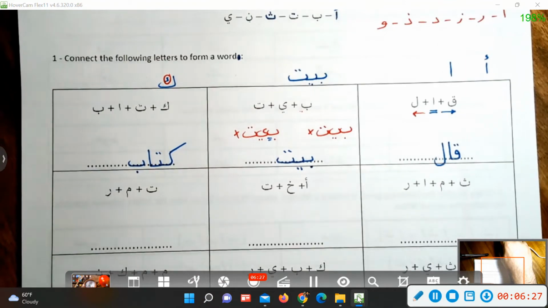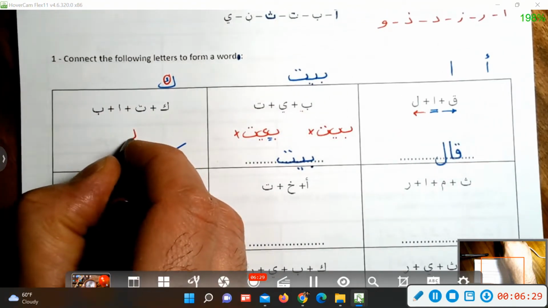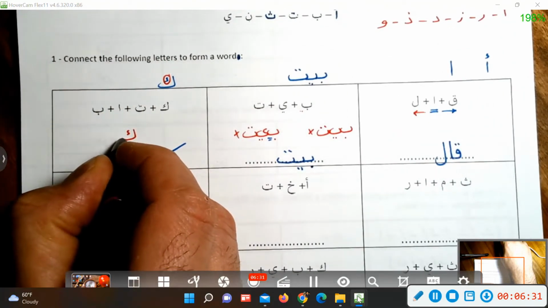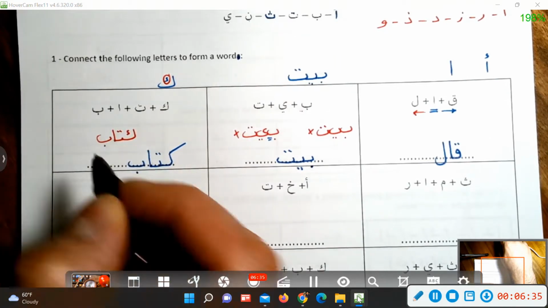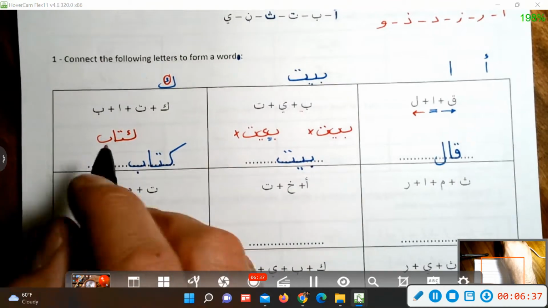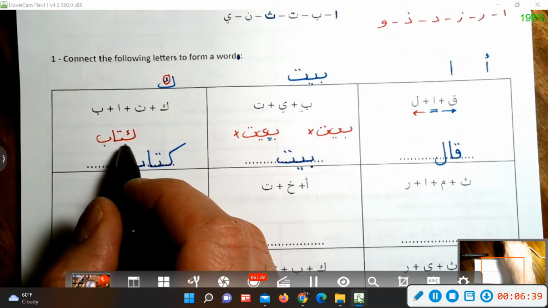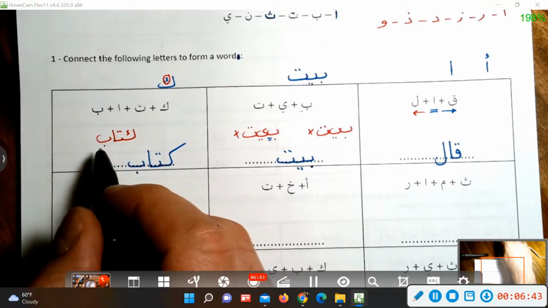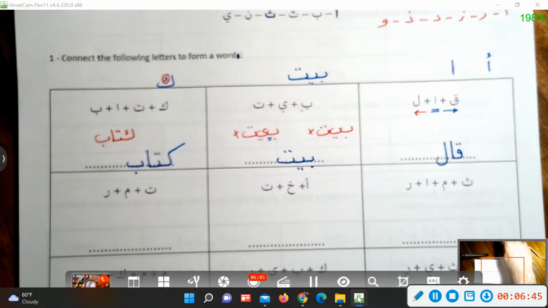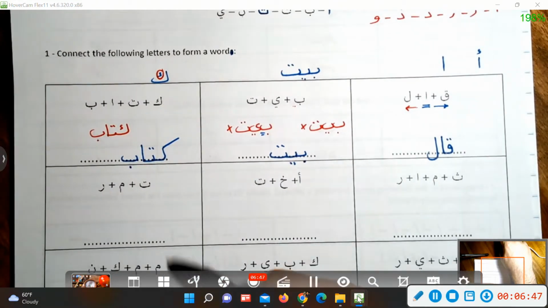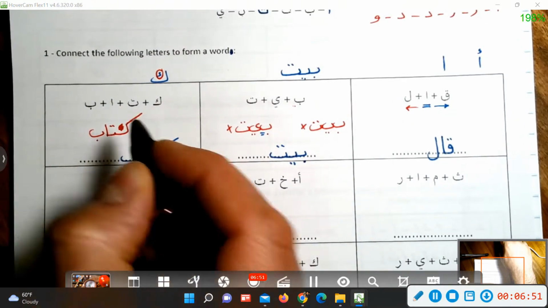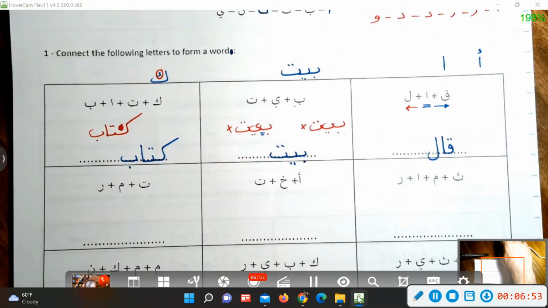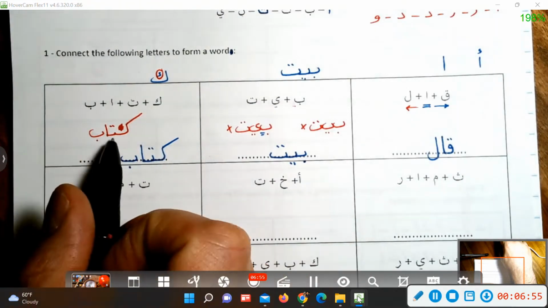I've seen people writing kitab like this. Ki, and now ta, and now alif, and now ba. So they missed the fact that kaf has to change before it's able to connect. If they only extended this and forgot about the hamza, this would have been correct.